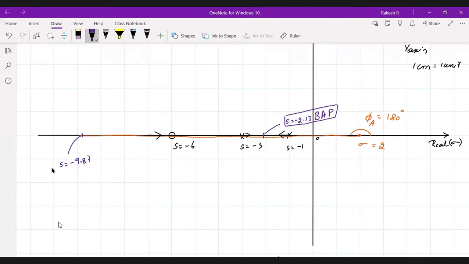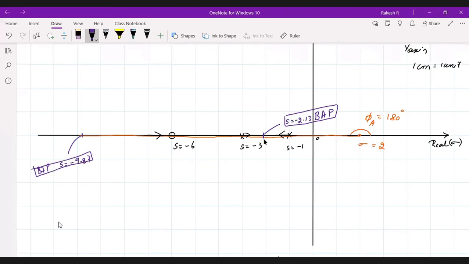Next, here s is equal to minus 9.87. This is a break-in point. Why will we consider this as a break-in point? Because here the root locus exists. That means a root is coming towards this and terminating at 0, and another root is terminating towards infinity. So here the root locus exists. So this is a valid break-in point and this is a valid breakaway point.